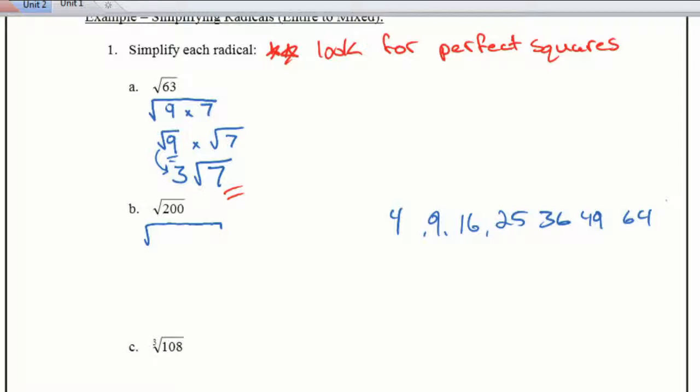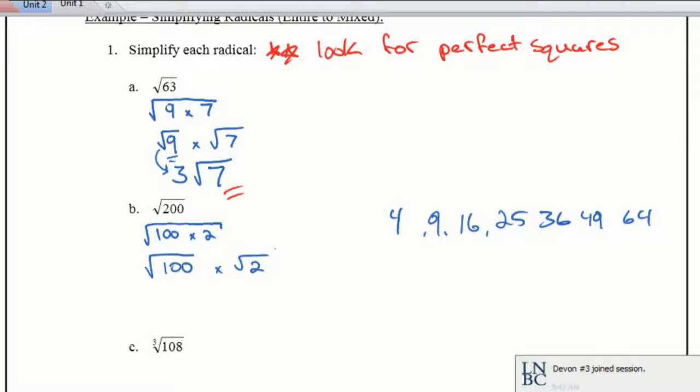So I can do it a couple different ways. I could go 10 and 20 and then break the 10 and the 20 down further. Or I could just say 100 multiplied by 2. Then I write it as the square root of 100 times the square root of 2. And I know the square root of 100 is 10, so it's 10 times the square root of 2.